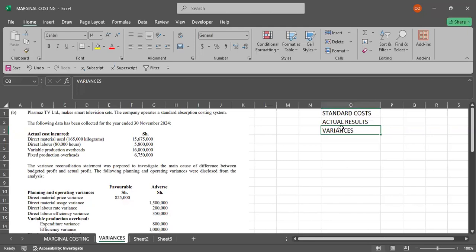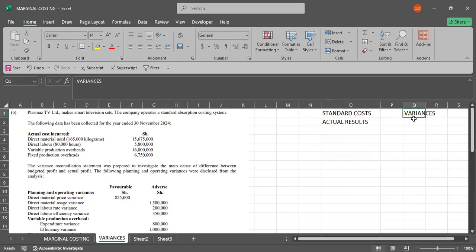Now, what normally happens is the examiner will always remove one of these three items. And the moment one is eliminated, you can use the two to get the missing figure. That is to say, the examiner can give you standard costs and actual results, then eliminate variances. So the question will be, can you calculate all variances? And in most cases, after getting the variances you will be told to come up with a reconciliation statement of the standard costs and actual results.